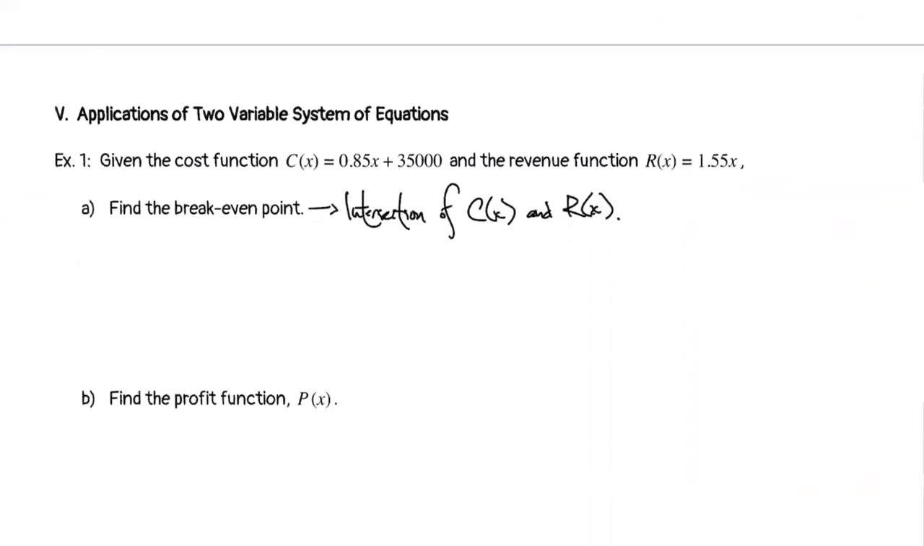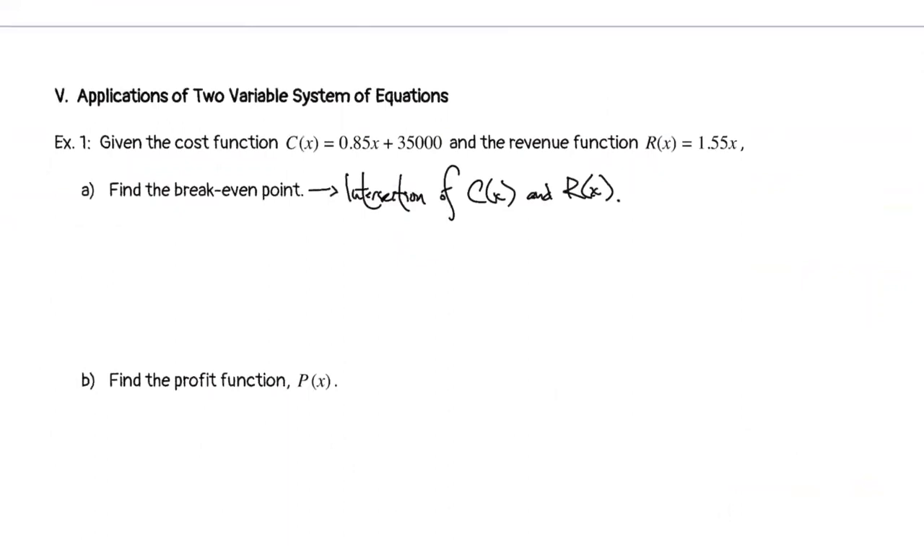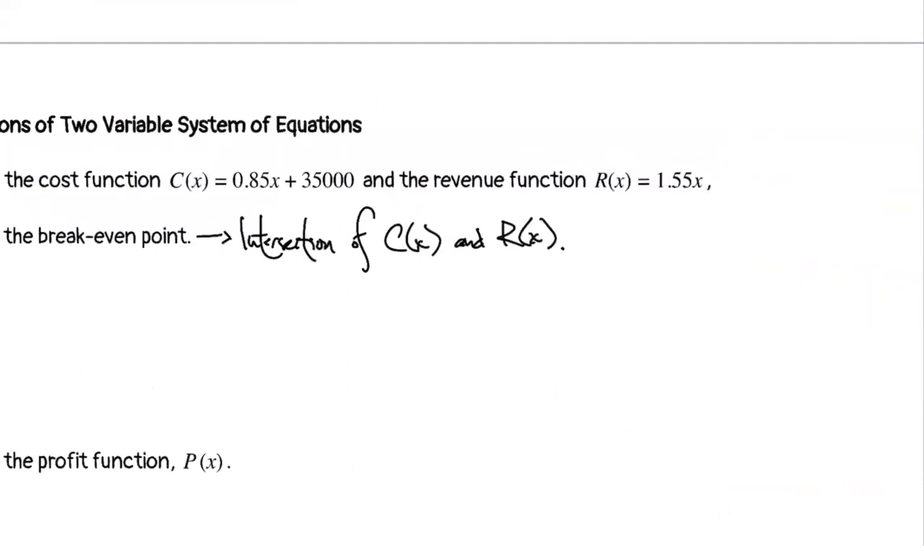So, question for you. Let's maybe write this separately. If I say that C of X minus R of X equals 0, how else can I write this equation?